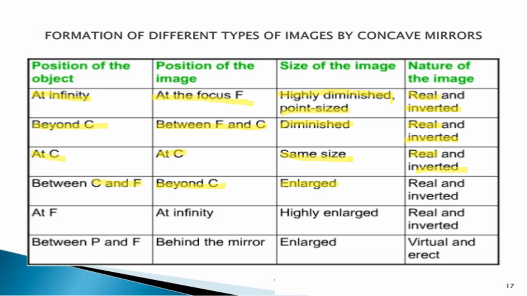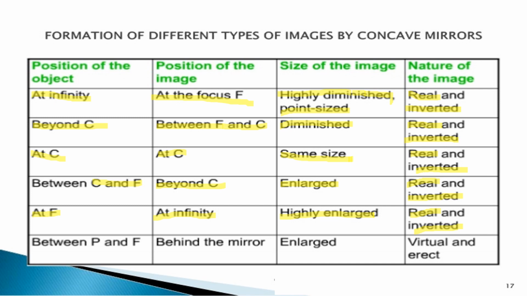The size of the image is increasing, and everywhere it is real and inverted; only in one case will we get virtual and erect. So here also, between C and F, when you take the object, we'll get the image real and inverted only. Then we will take the object at F, the focal point. Then the image will be formed at infinity because we got both parallel rays. Then the size, if you see, is highly enlarged, and here also we are getting real and inverted.